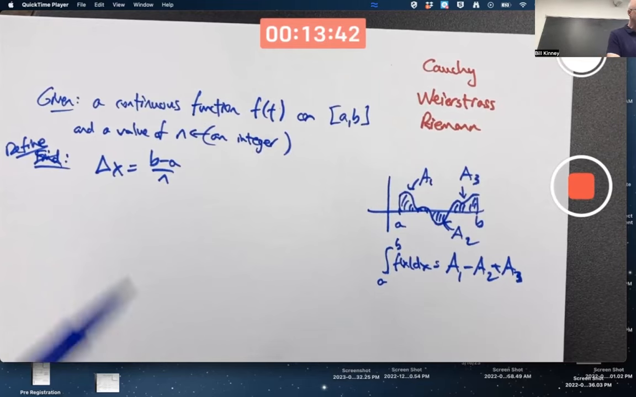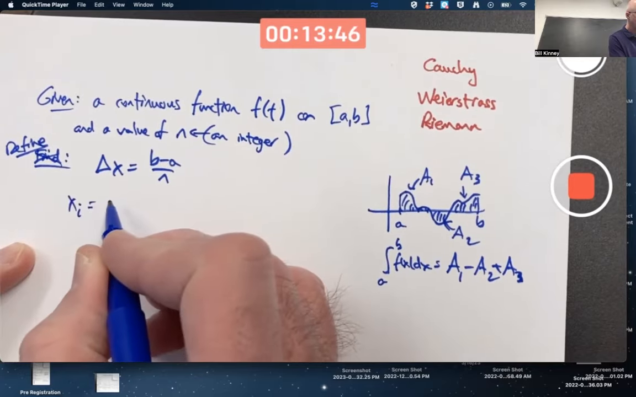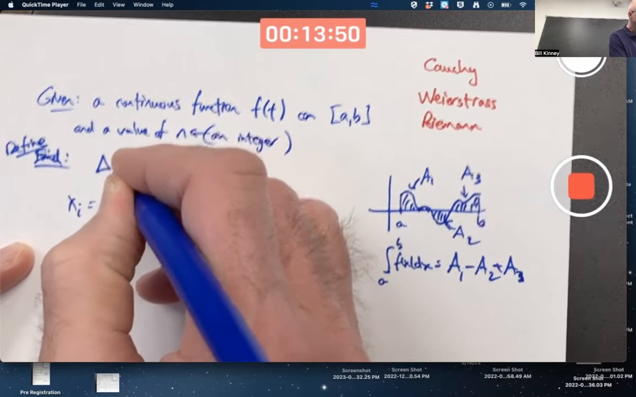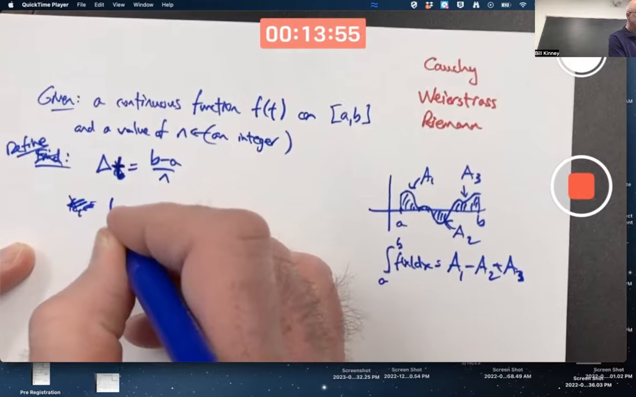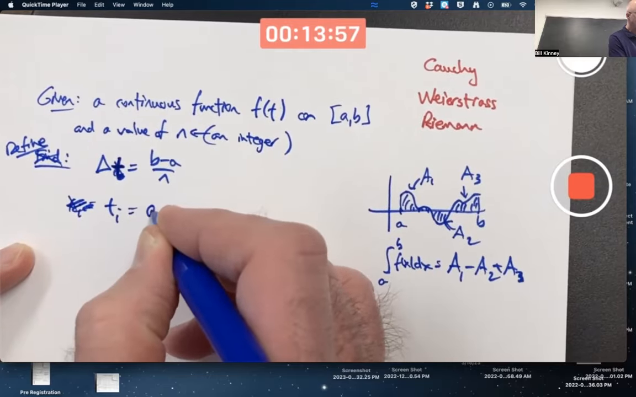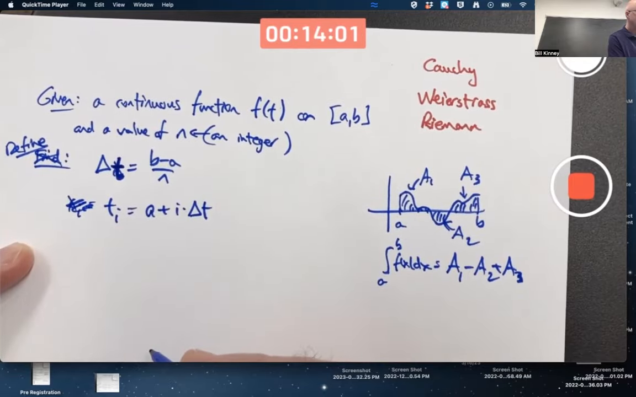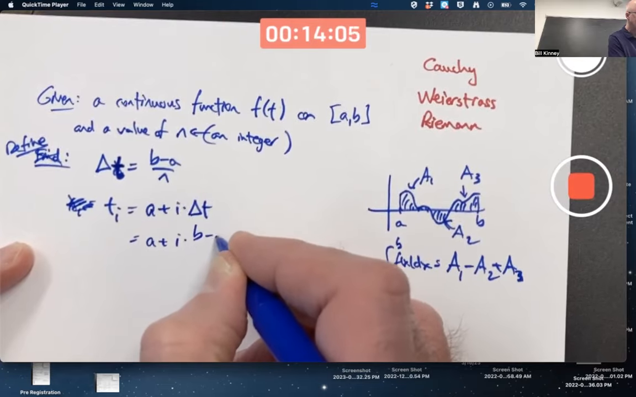So again, you define delta x to be b minus a over n. You also define x sub i to be, oh, I'm using x again now. Okay, I'll go back to t. Delta t to be b minus a over n, and t sub i to be a plus i times delta t, which can be written as a plus i times b minus a over n.